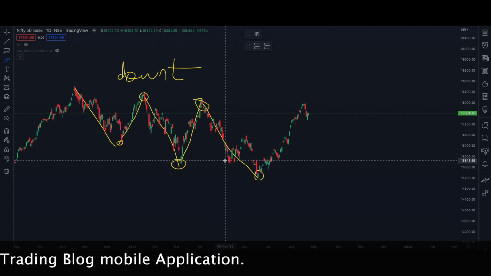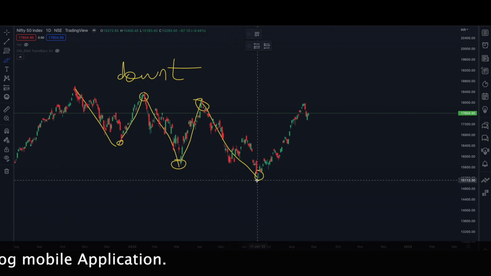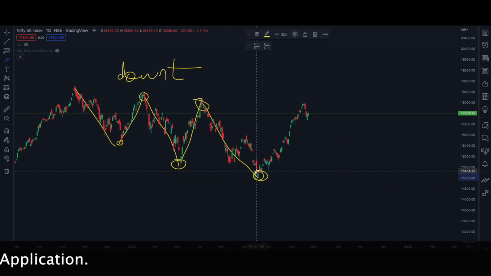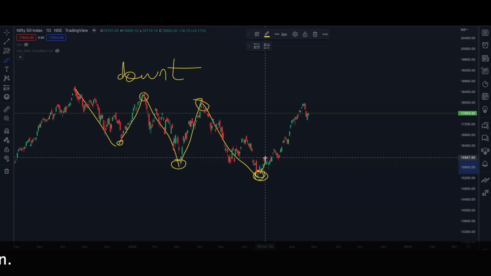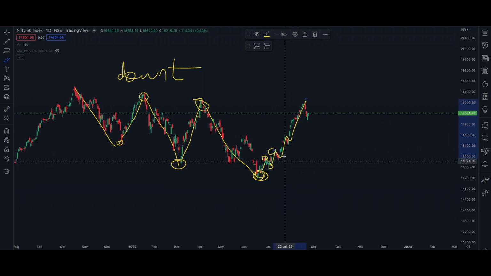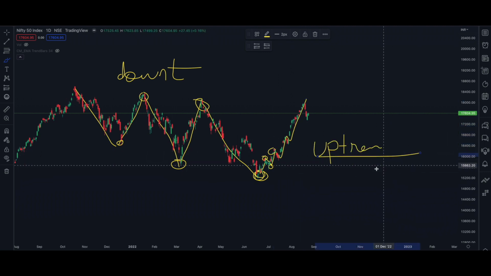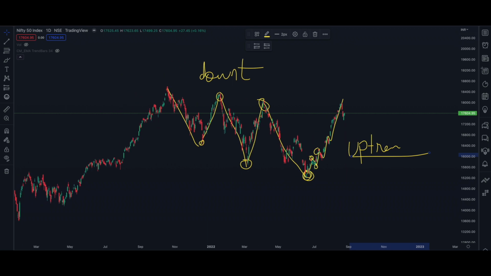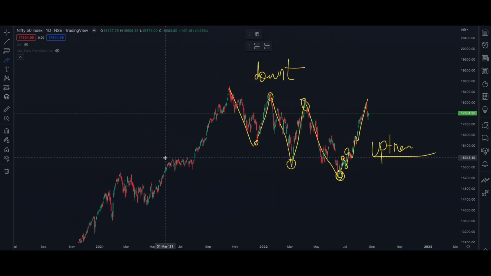Now after this downtrend, I can see that Nifty is creating a new trend. This is our low. The stock went up to this level. It created a high. Again it went down. It created a higher low. This is a higher low because this low is higher than the previous low. Again it went up, created a higher high. Again higher low, higher high, higher low and higher high. So what trend is this? This is uptrend.